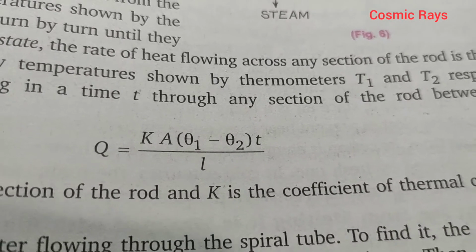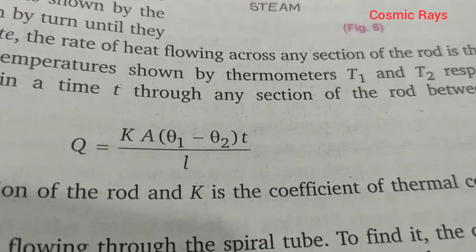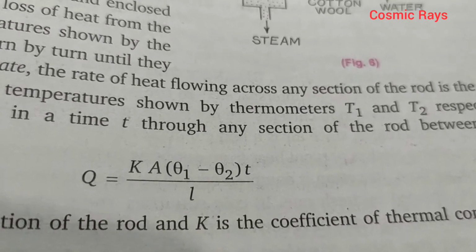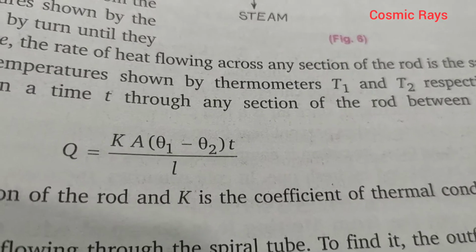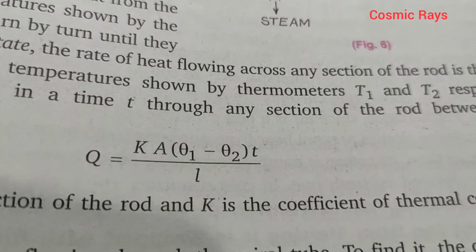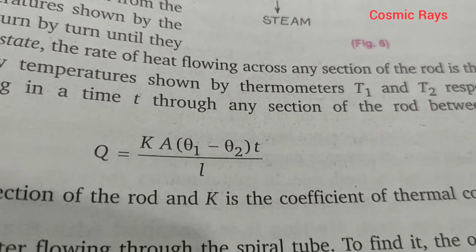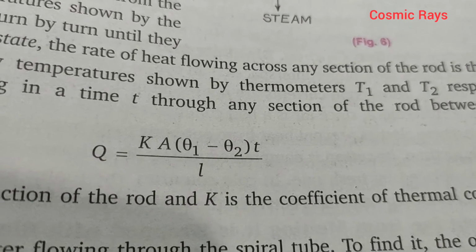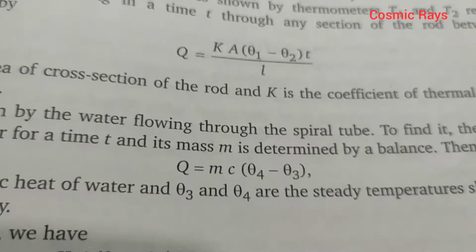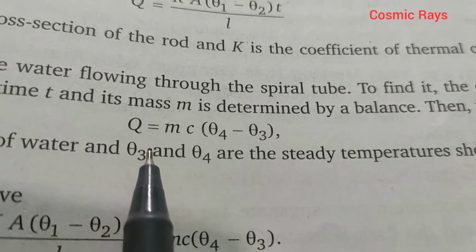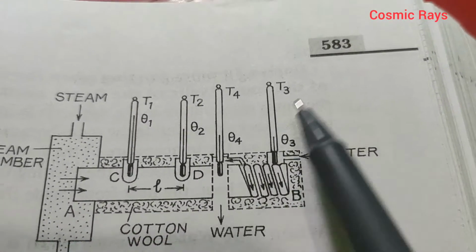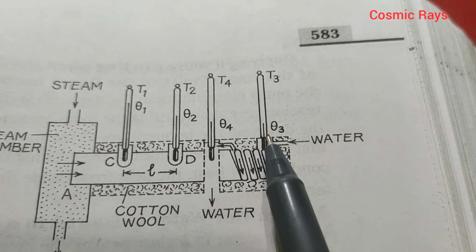Now suppose the heat is taken by the water flowing through the spiral tube. The outflowing water will be collected in a beaker for time t and its mass is determined by the balance. Then using the formula for specific heat, in case you do not know, I would just repeat that specific heat is the amount of heat required to raise the temperature of unit mass of a substance through a unit degree. So using that formula we have Q is equal to m c (theta4 minus theta3).